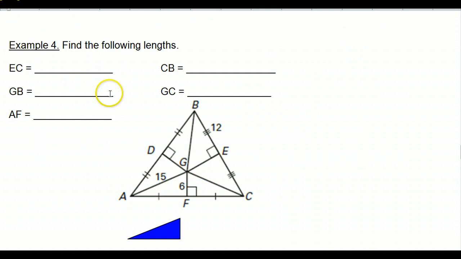Okay, now we should be ready to do example 4. We're supposed to find all of these lengths. Now, thing number 1, they did not mention whether or not this point G was the circumcenter. But we should know if it's the circumcenter or not. Is point G the circumcenter of the triangle? Well, how do we build a circumcenter? We build the circumcenter by making perpendicular bisectors.